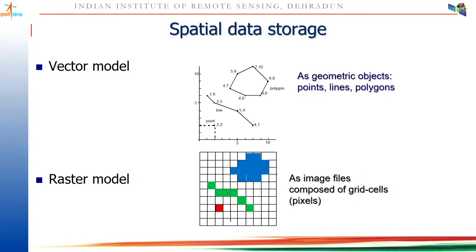This is a basic concept of vector and raster data, and how these data sets are stored and managed. You can see here typically the vectors are in the form of point, line, and polygon. Typical examples are shown here. You can see the x and y coordinates. If you want to represent a point, then it is x comma y, so here it says 2 comma 2, so this is a point location.